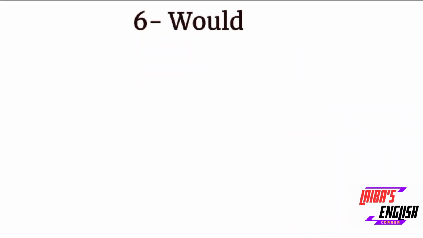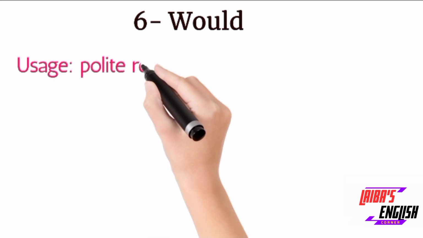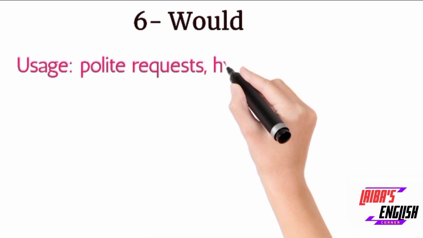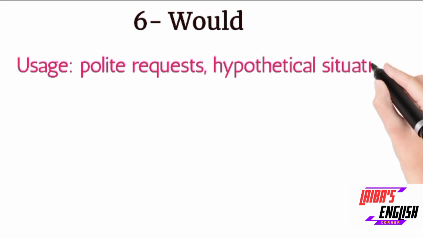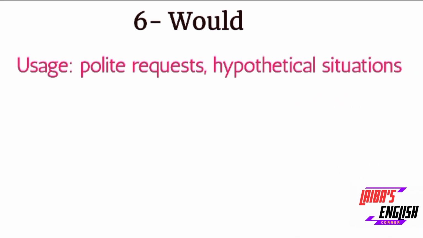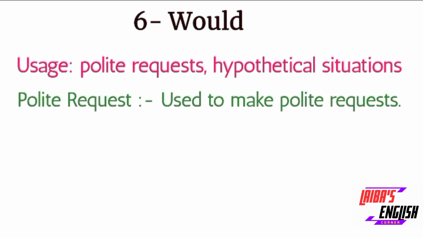Now the sixth modal verb is would. So we will see where we have to use would. First of all, we will see the usage. So the usage of would is that we have to use it in polite requests or the hypothetical situations. So whenever we are thinking about something that doesn't happen in past or present or future, but we are thinking about an imaginative thing, we will use would there.